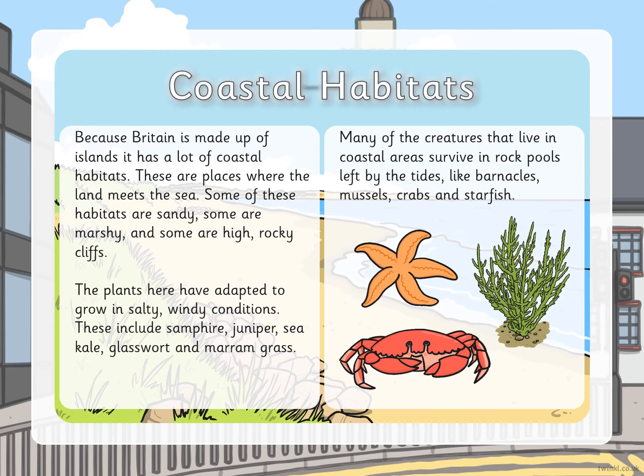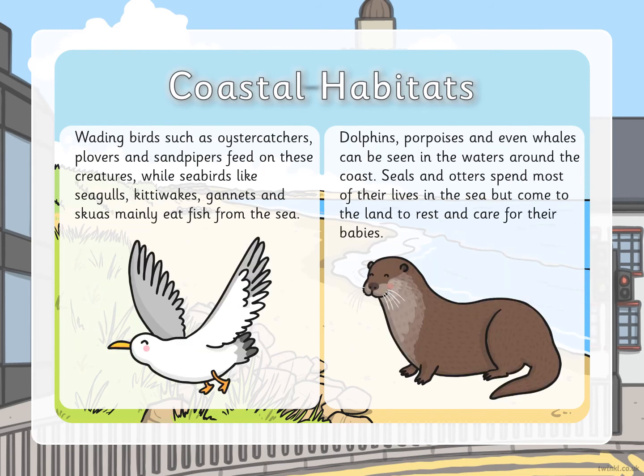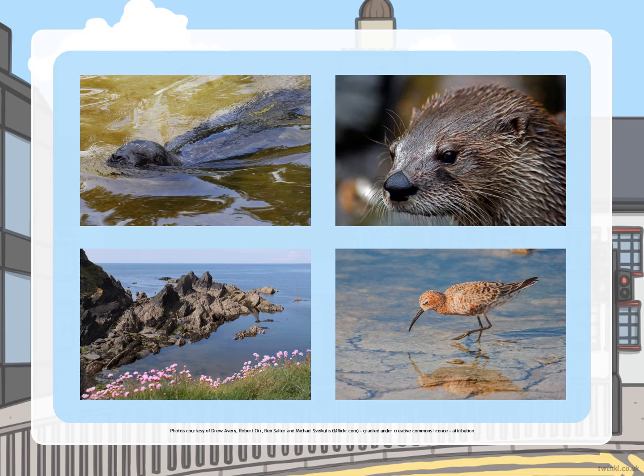Many of the creatures that live in coastal areas survive in rock pools left by the tides, like barnacles, mussels, crabs, and starfish. Wading birds such as oystercatchers, plovers, and sandpipers feed on these creatures, while seabirds like seagulls, kittiwakes, gannets, and skuas mainly eat fish from the sea. Dolphins, porpoises, and even whales can be seen in the waters around the coast. Seals and otters spend most of their lives in the sea, but come to the land to rest and care for their babies. There are some examples of animals from the coast.